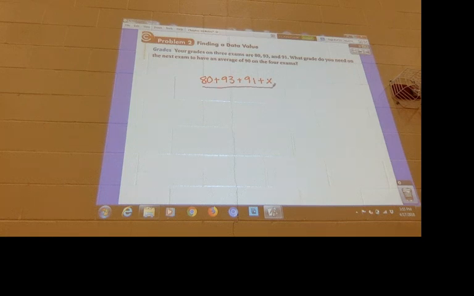How many grades am I having total? Four. What grade do you need to make on the next exam to average a 90? Finding the average is adding them all up and dividing by the number of grades you have, right? Yeah. We want an average of a 90. So to solve this, what would I solve first to get x by itself? Multiply both sides by 4.